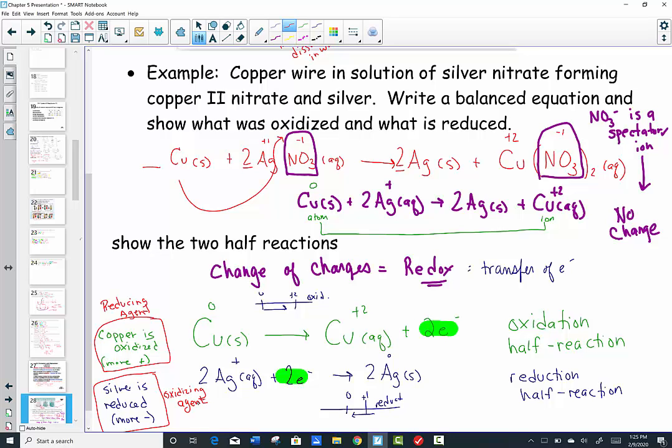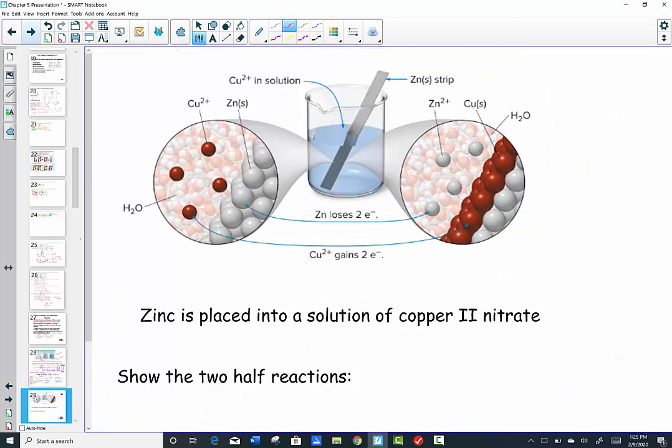All right, lots of good chemistry there. Let's talk through another practice and really kind of get our feet wet with redox. Here's a next practice, and I tried to give a visual as well. Zinc is placed into a solution of copper 2 nitrate.